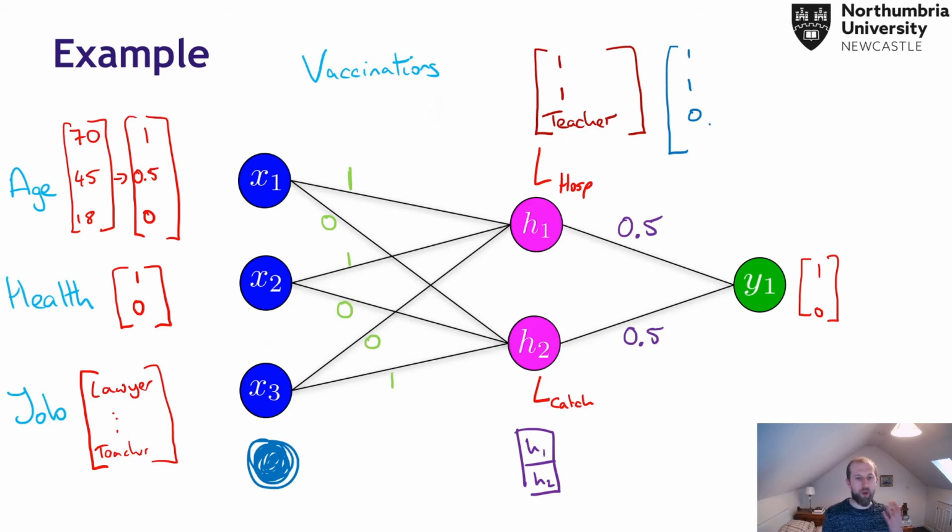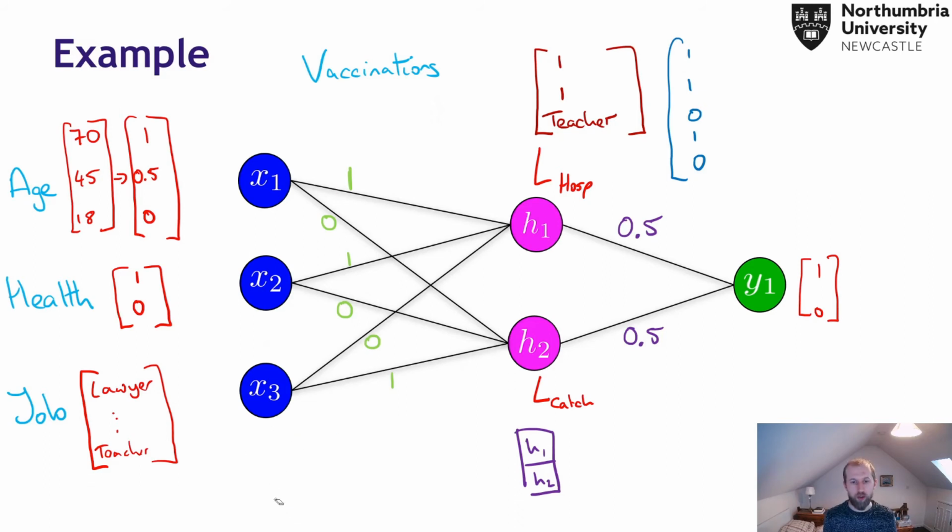And we can do that with infinitely many jobs. So if there's another one that's computer scientist, then this would now become 1, 1, 0, 1, 0, and we can keep going, just adding zeros down here.